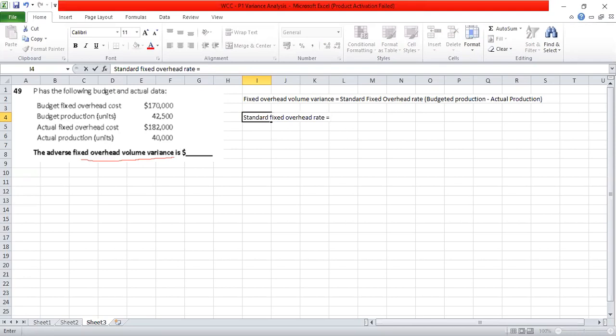we have the budgeted fixed overhead cost as 170,000. So budgeted cost by budgeted quantity. That's it, the budgeted overhead rate. So here we would have it as 170,000 divided by the output, 42,500. So check how much is the rate.